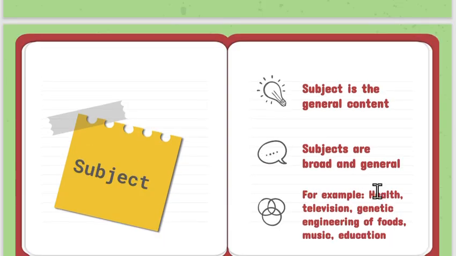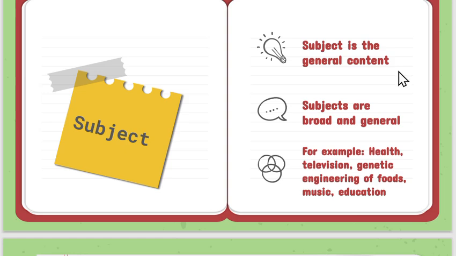Now we have the subject. When we say subject, it means the general content. Usually, subject refers to anything which is general, not specific. For example, we have music, education, health, sport. All these concepts are considered to be subjects in general, not specific. So subjects are broad and general. It is not specific.